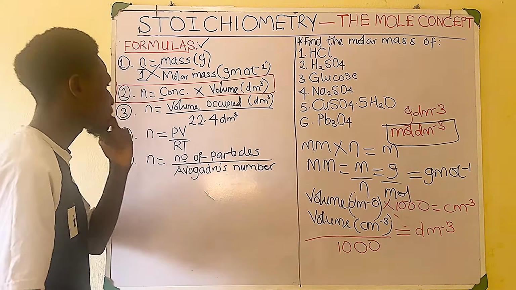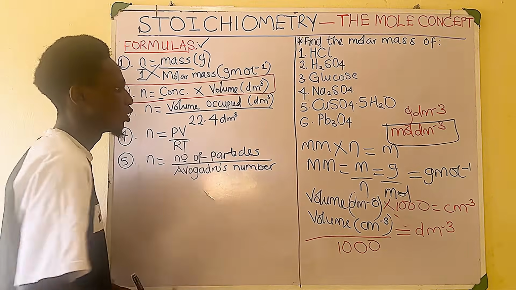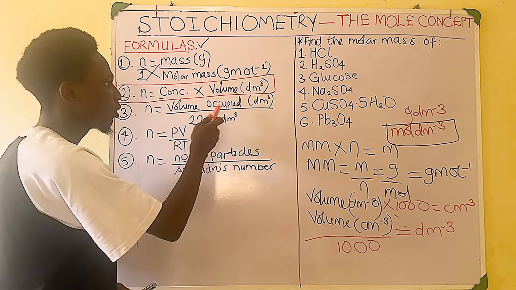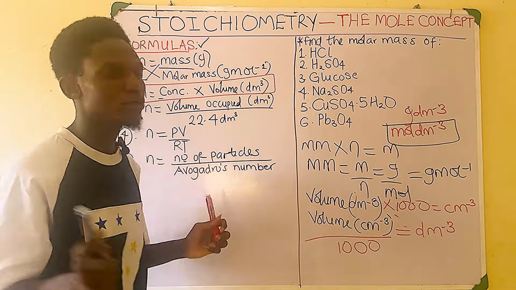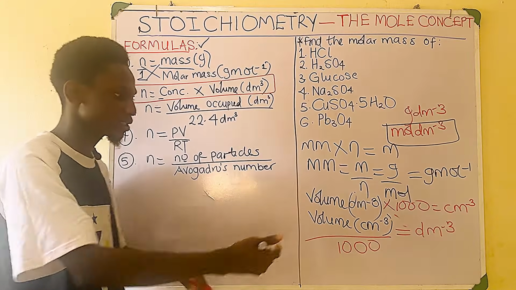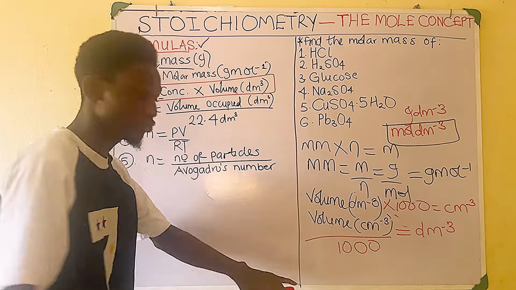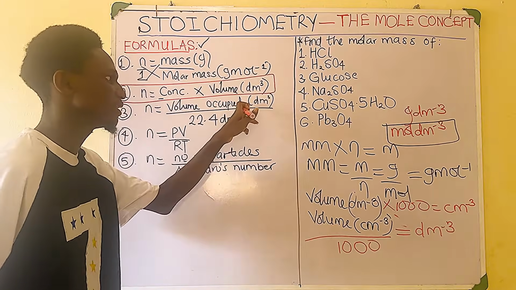Now, the next one, number of moles equals volume occupied divided by 22.4 dm cube. Volume occupied in dm cube and this guy in dm cube. Now, let me tell you something. If they give you volume in cm cube, you just have to convert to dm cube, you understand? Divide by 1000, because they usually give you the cm cube, to be honest. So you have to divide by 1000 so you can be in dm cube.